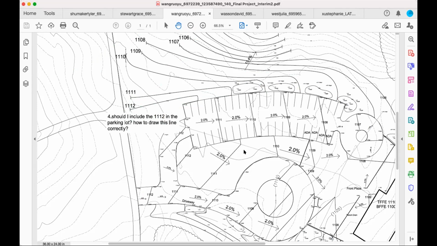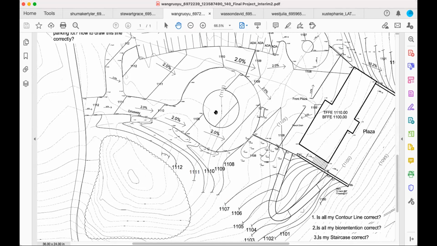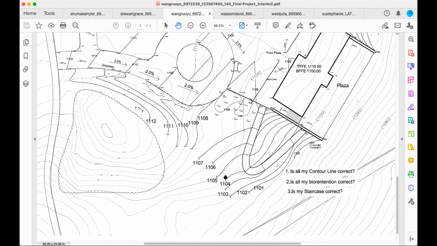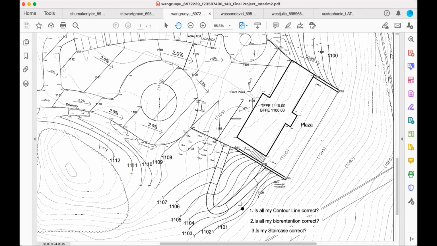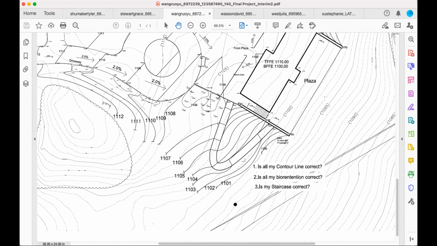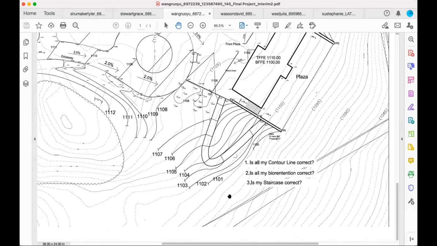And if we keep going here, those contours look okay. So 1108. Then those are pretty flat. And then, well, the ramp is not connected yet.